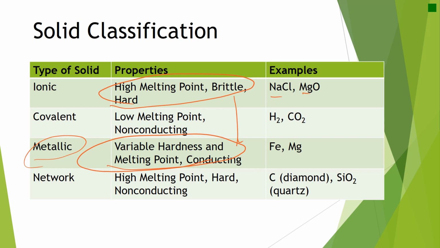For network covalent, you're going to look for that diamond, you're going to look for anything with silicon, you're going to look for that graphite. Metallic, just look for anything that's a metal all by itself, by its element, and then covalent, you're going to look for the first element being a nonmetal.